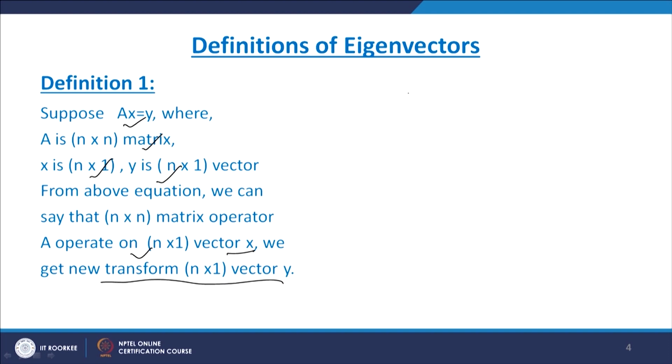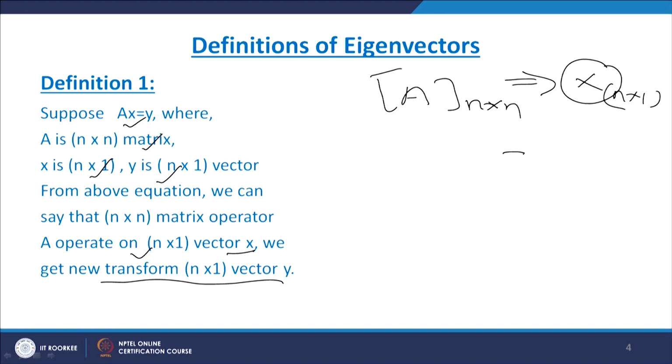That is, we have a matrix of order n cross n. When it operates on x, which is of order n cross 1, we get y, which is of order n cross 1. That is, A operated on x gives y.